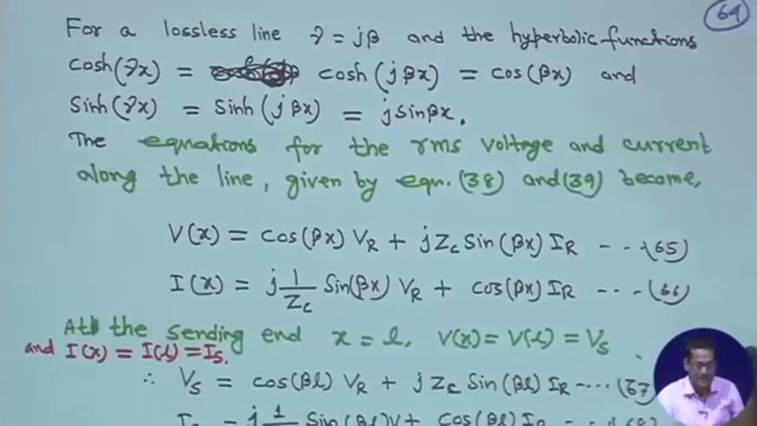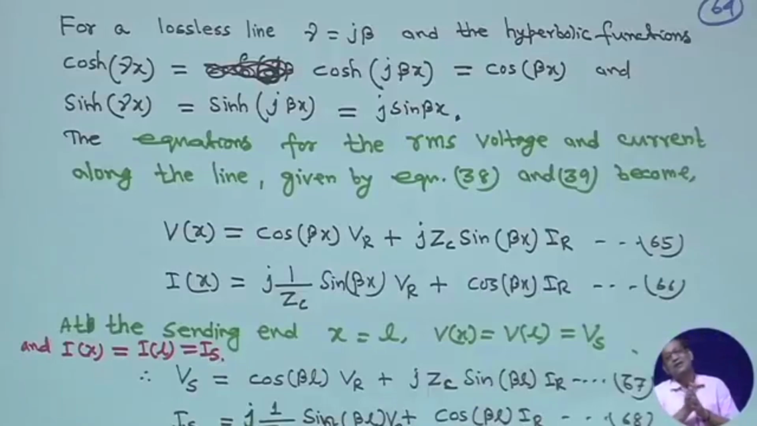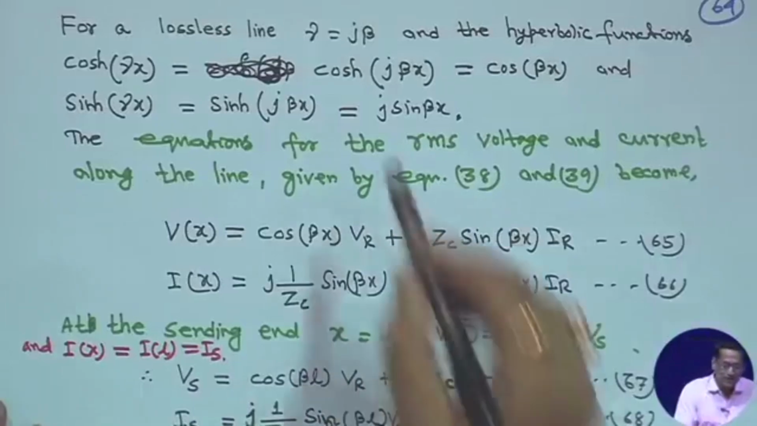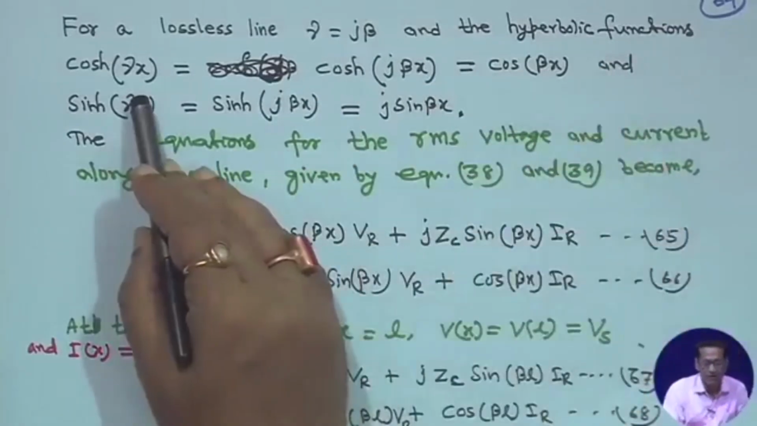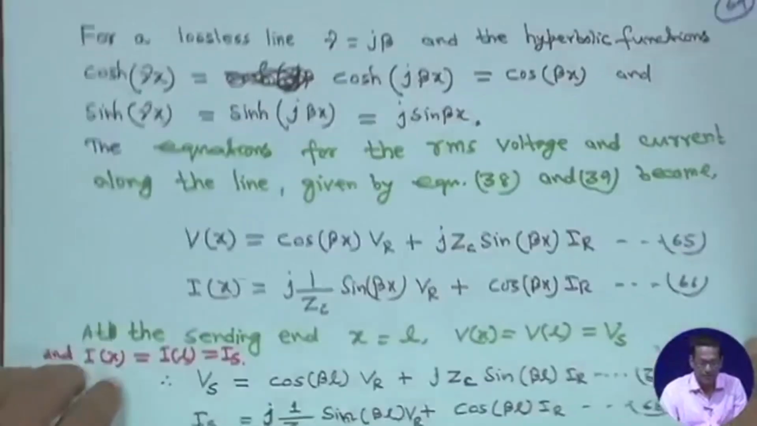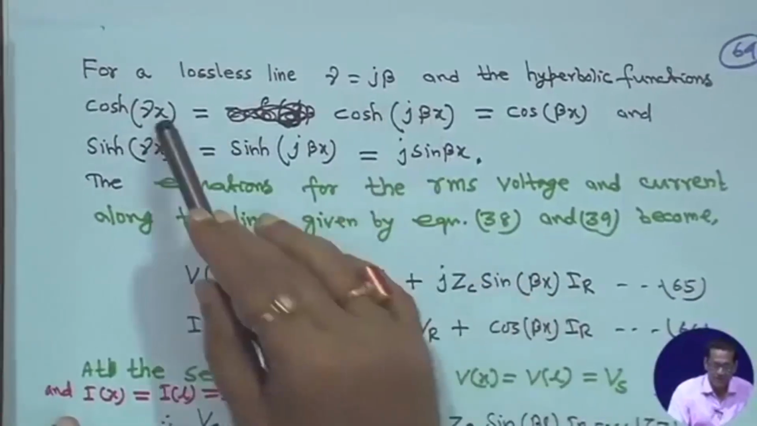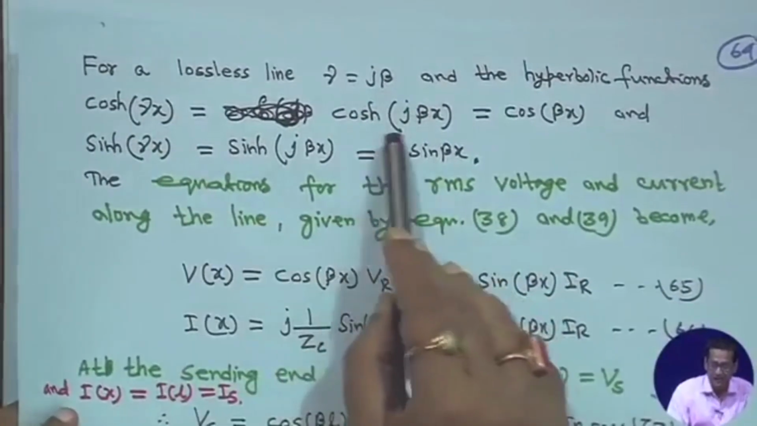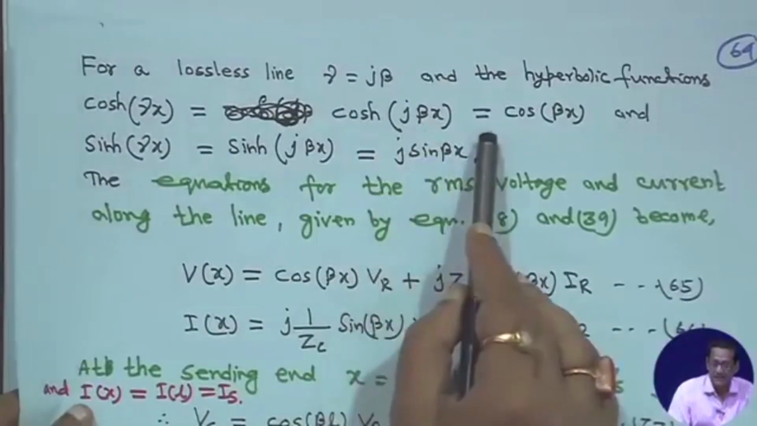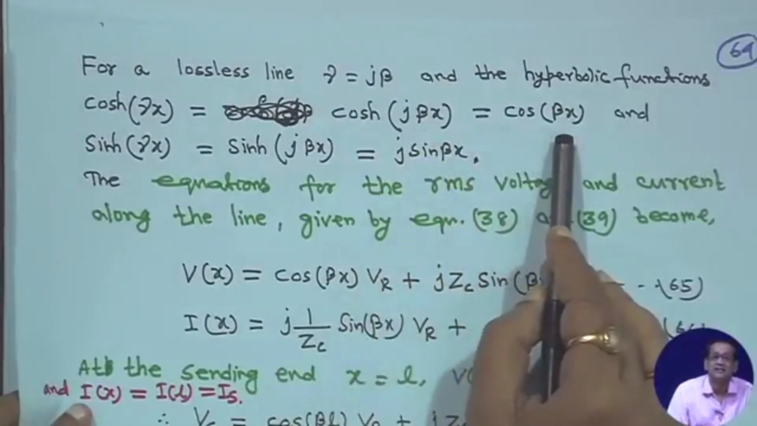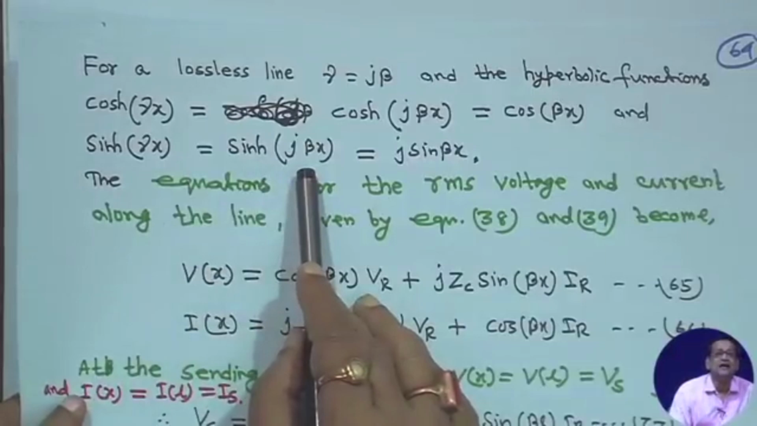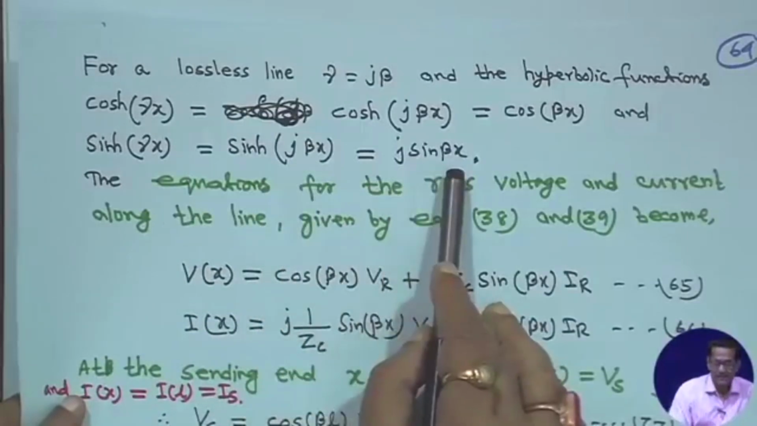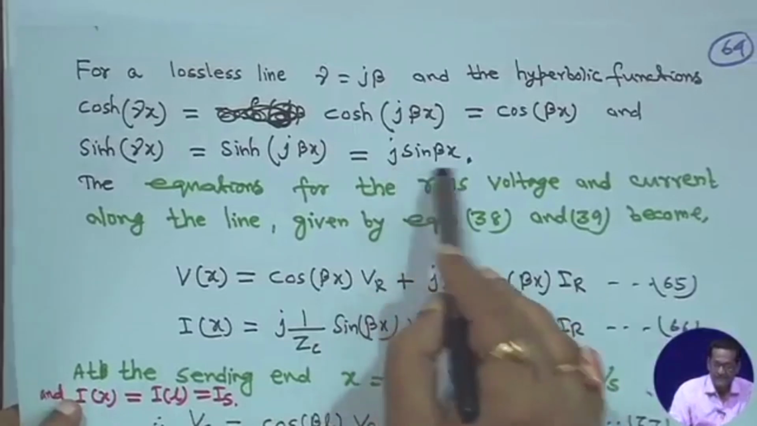Now, for a lossless line, we have seen that gamma, the propagation constant, is equal to alpha plus j beta. So alpha is 0. For a lossless line gamma is equal to j beta, and the hyperbolic function cosh gamma x will become, if you substitute gamma equal to j beta, cosh j beta x, which is nothing but cos beta x. And sinh gamma x is equal to sinh j beta x, which is equal to j sin beta x. So it is simply j sin beta x.